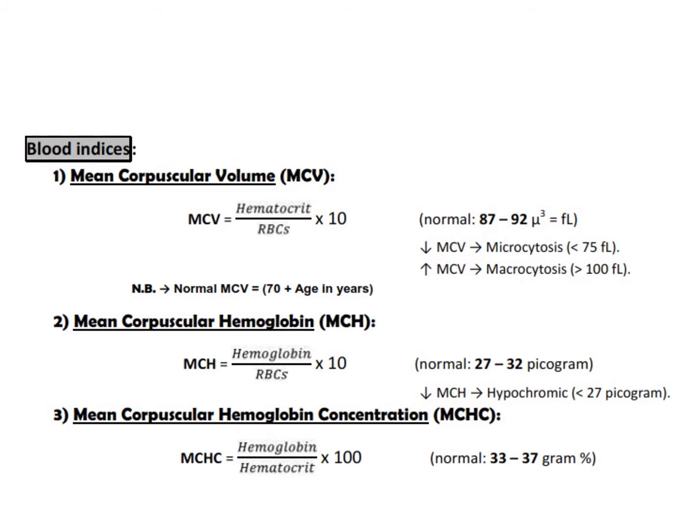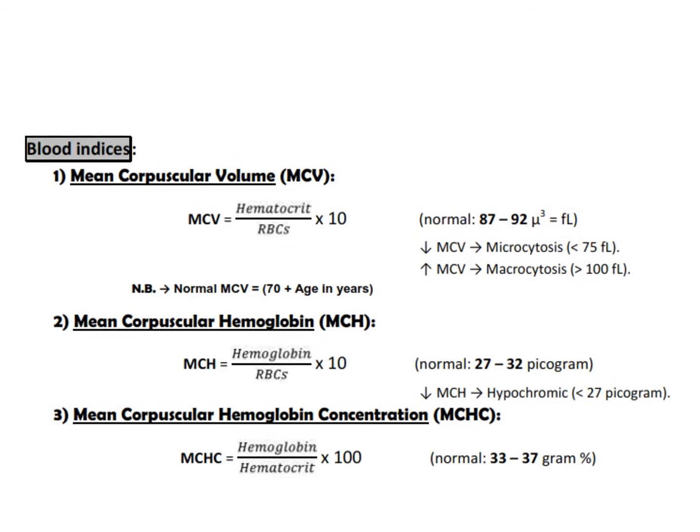The normal mean corpuscular volume ranges between 87 to 92. However, we consider the MCV low if it is less than 75 femtoliter, whatever the age in children, and high if it's above 100. And if the MCH is less than 27, it is hypochromic.